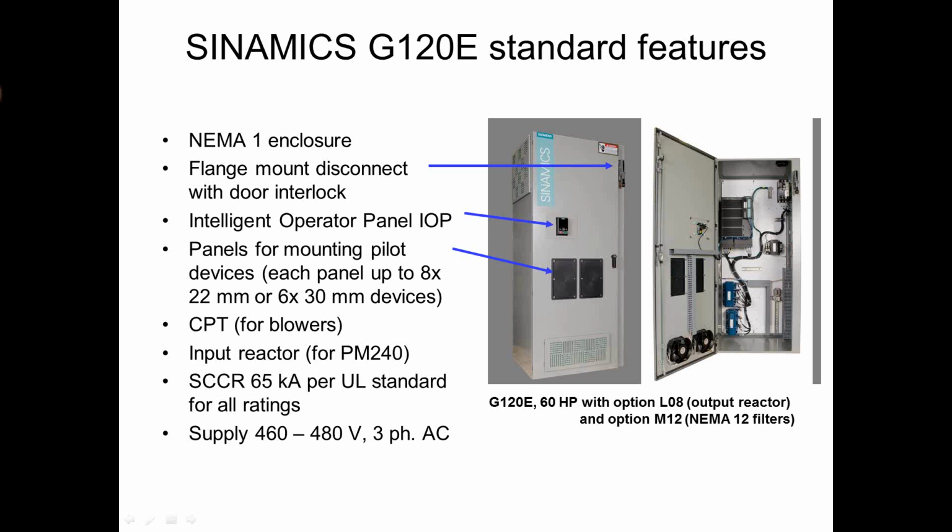They carry a short circuit current rating of 65 kVA for the UL standard for all ratings. And again, the supply is 460 to 480 volts. We're finding that these are pretty competitively priced in the marketplace. And again, the delivery is predefined. A nice feature about this from the standpoint of a user is you really don't need to put any engineering into this enclosure, this cabinet.